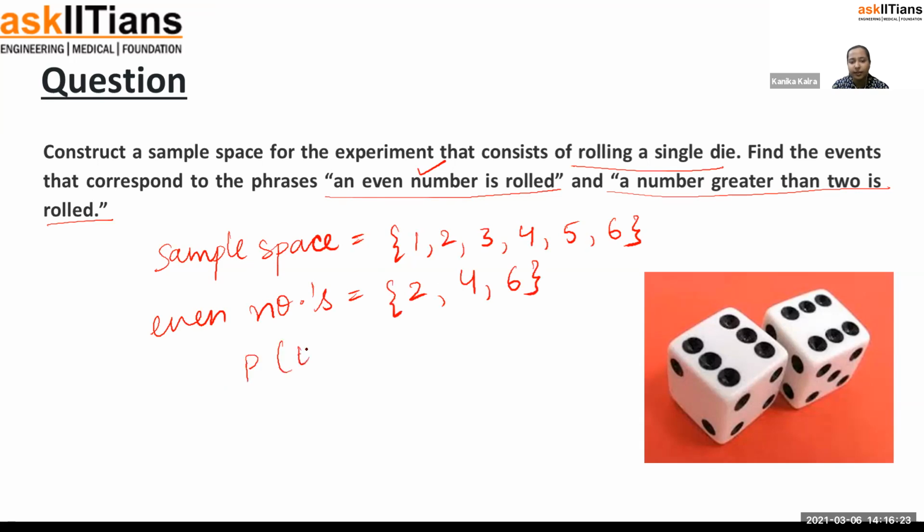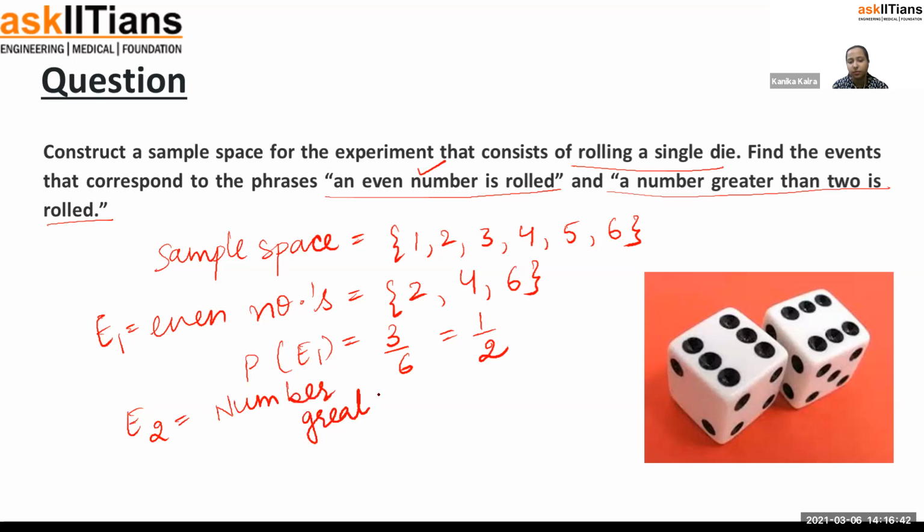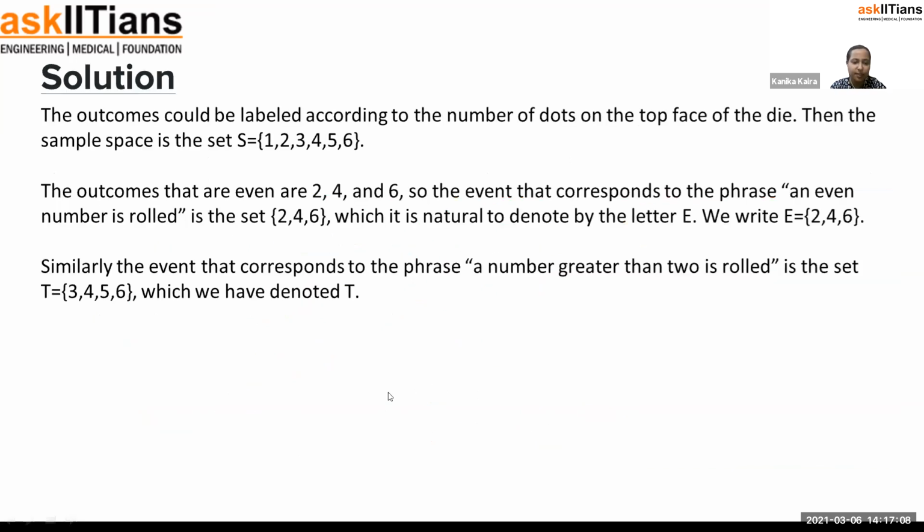So the probability would be for E1. Let's take this as E1. The probability would be 3 over 6, that's 1 over 2. Then E2 would be a number greater than 2. So a number greater than 2 would be 3, 4, 5, 6. That's 4. So the probability of E2 would be 4 over 6, that's 2 over 3. So this is how you solve this. We simply had to do the sample space part, but I have solved it as well. So E1 was 2, 4, and 6, and E2 was 3, 4, 5, 6.